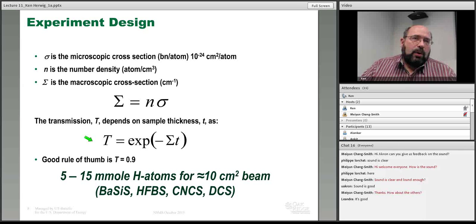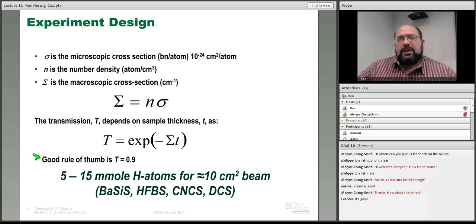A very good rule of thumb for a quasi-elastic experiment is that the transmission is 90%. The reason you don't want to go below 90% or thereabouts is that then you have so much multiple scattering in your sample that the approximation that the neutron is only scattered once is no longer good.